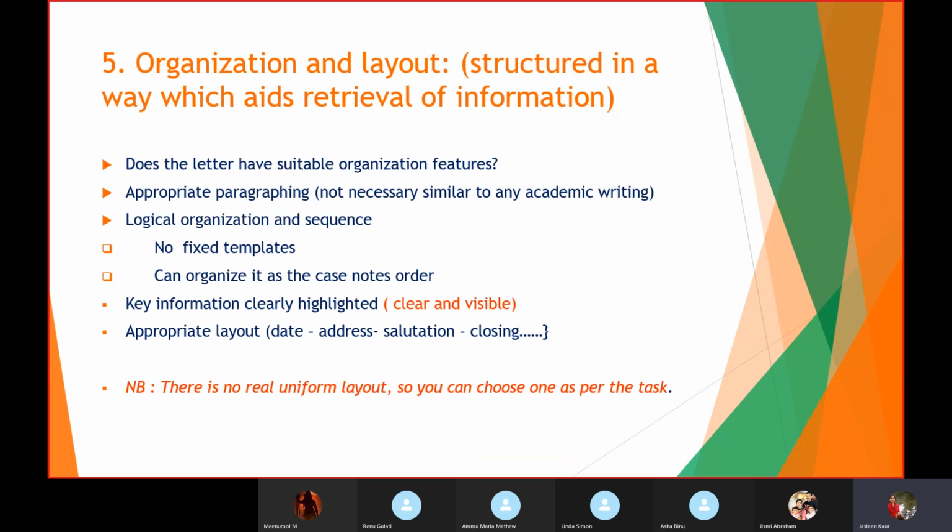Now, the fifth one is organization and layout, how you have structured the letter. I always say, about your handwriting, there are no marks for handwriting, but at least it should be readable. If I'm not able to read, I will not try hard to read that. So make sure at least it should be readable.